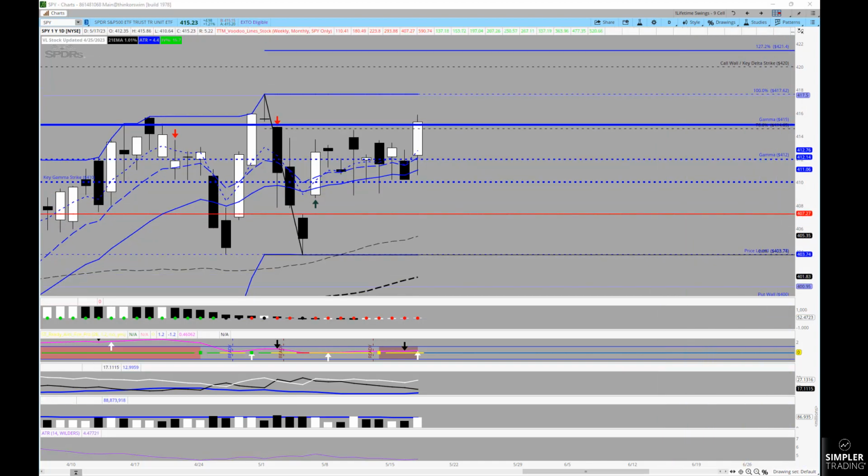So let's get started with one of the more basic concepts, and that is the one of the close above the high of the low bar. So what does that mean?